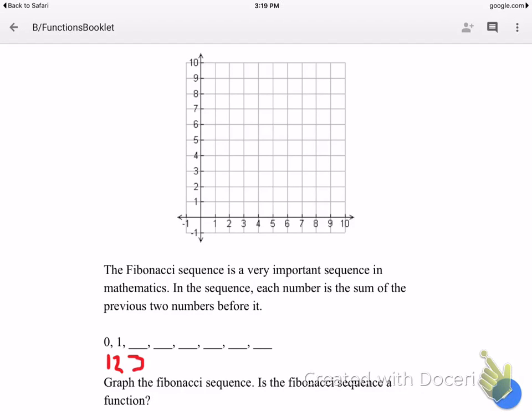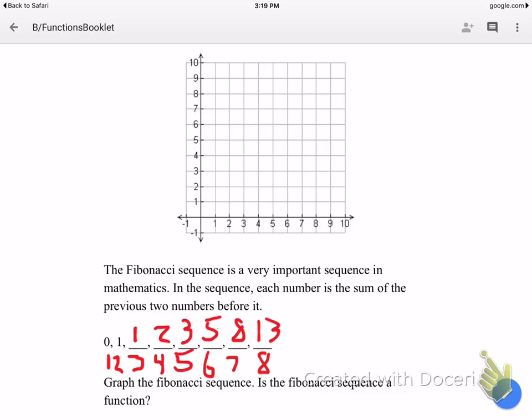So the third term is going to be 0 plus 1, which equals 1. The fourth term is going to be 1 plus 1, which equals 2. The fifth term is going to be 1 plus 2, which equals 3. The sixth term is going to be 2 plus 3, which equals 5. The seventh term, 5 plus 3, is going to equal 8. And then finally, the eighth term is going to be 5 plus 8, which equals 13. As you can see, it starts going up slowly and then starts going up faster.